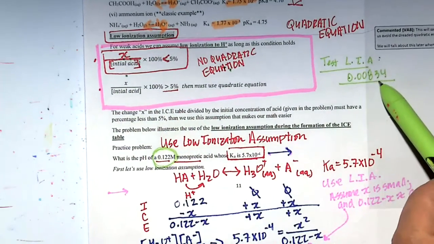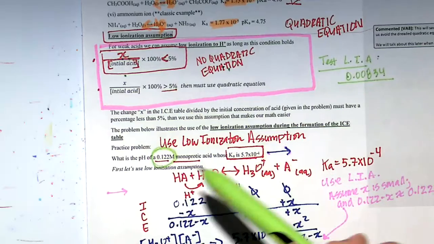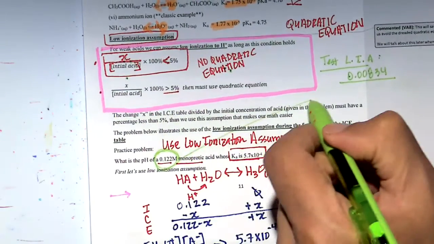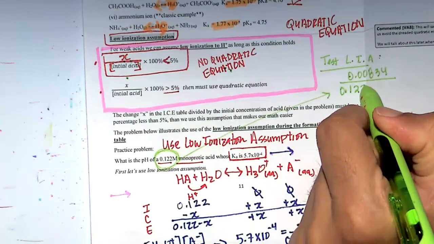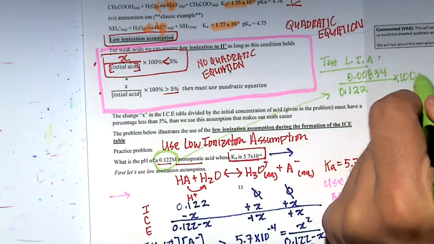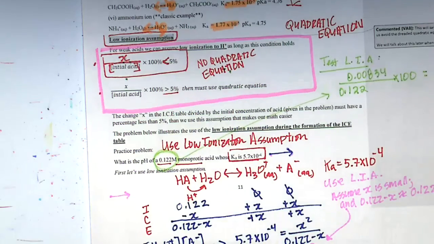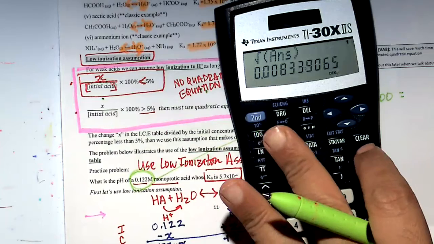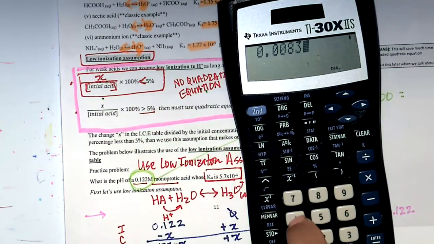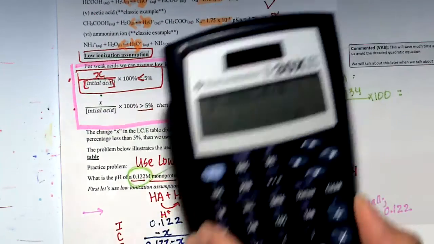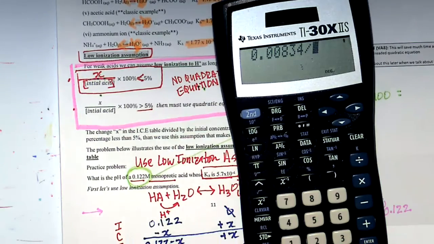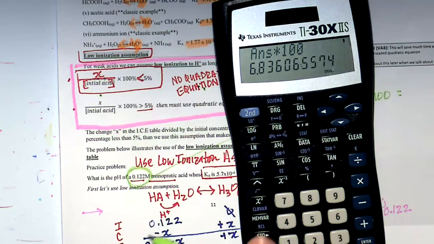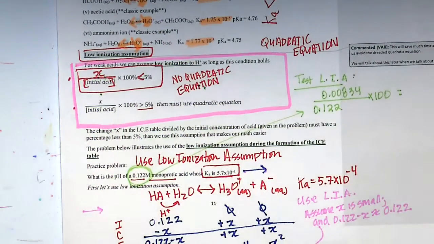That's how much we started off with. So x is what we got from the ICE table after our assumption, and the initial concentration is 0.122. We make that a percentage by multiplying it by 100. Let's see what we get here. So 0.00834 divided by 0.122 times 100, 6.8%.